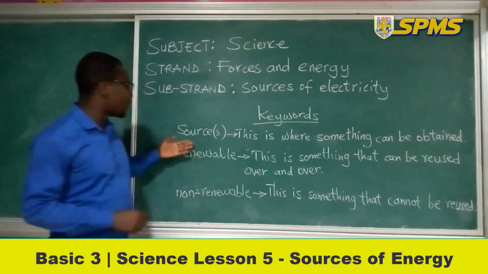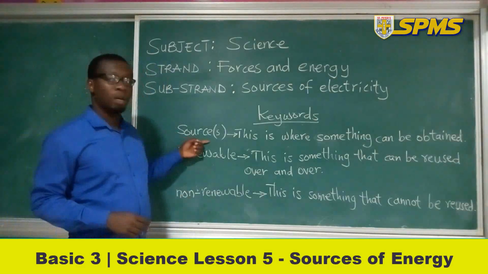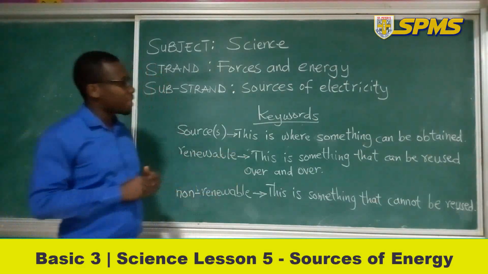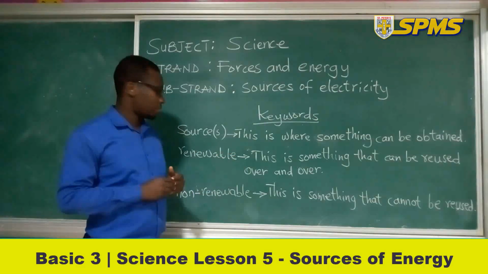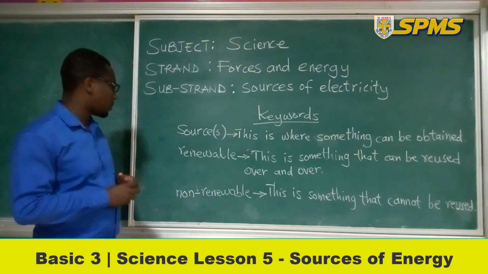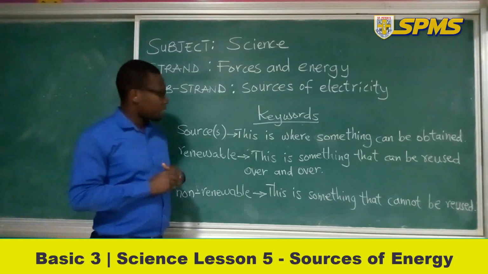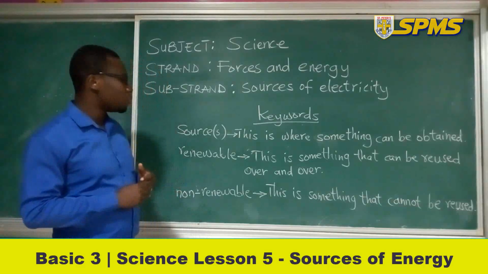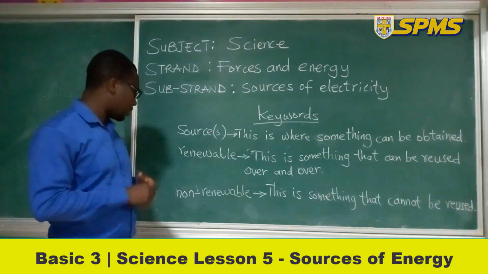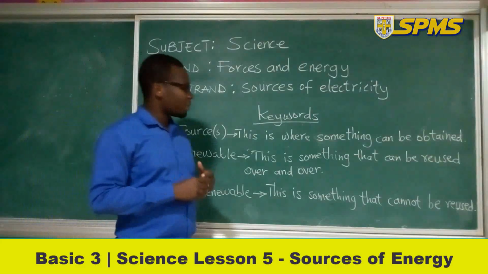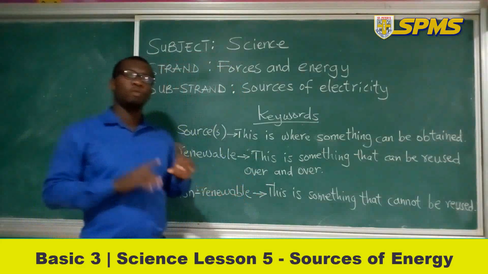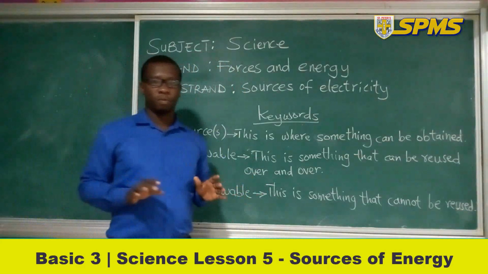The first keyword is source or sources. This is where something can be obtained, where we can obtain something. Renewable. This is something that can be reused over and over. Non-renewable. This is something that cannot be reused. It is used once and that is all.